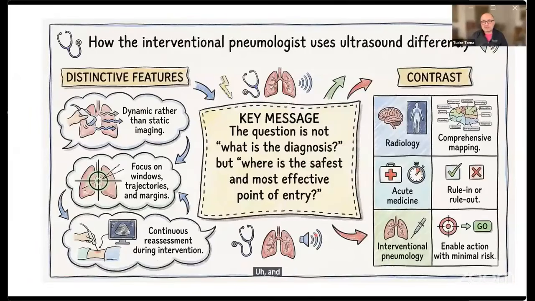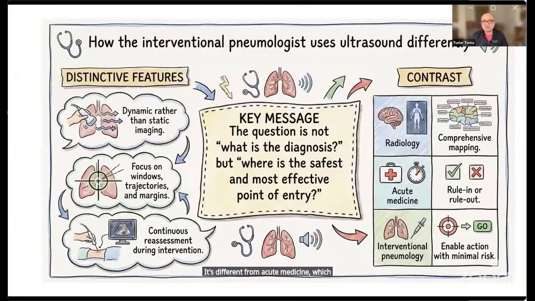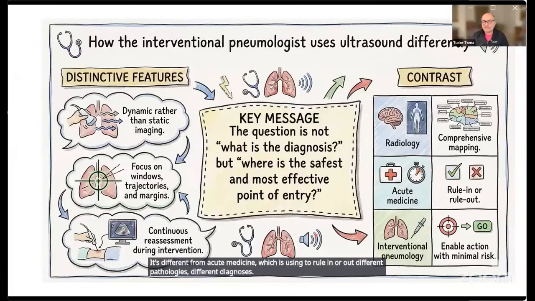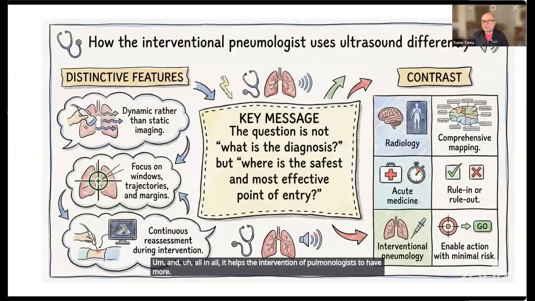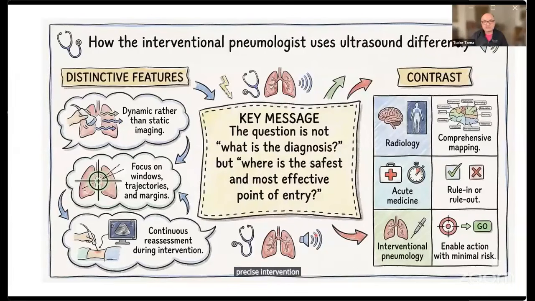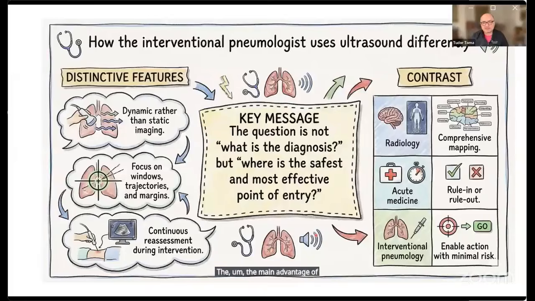And this is in contrast with radiology, which gives a systematic approach to the examination with thoracic ultrasound, with ultrasound in general. It's different from acute medicine, which uses it to rule in or out different pathologies, different diagnoses. And all in all, it helps the interventional pulmonologist to have a more precise and a safer intervention. And in essence, this is basically the main advantage of thoracic ultrasound.